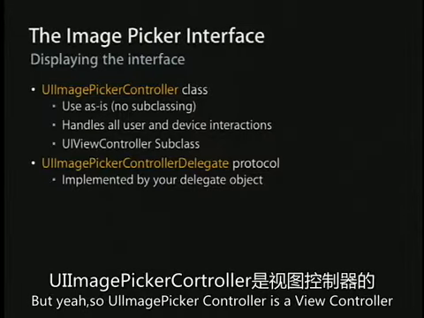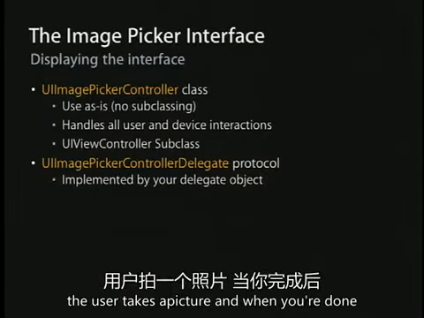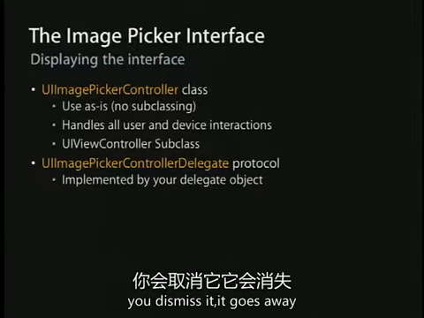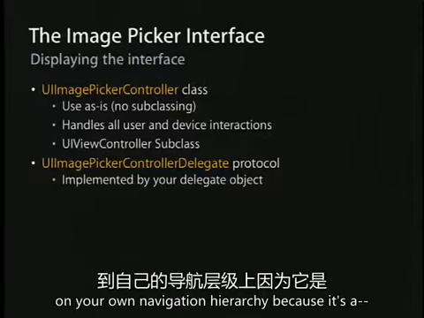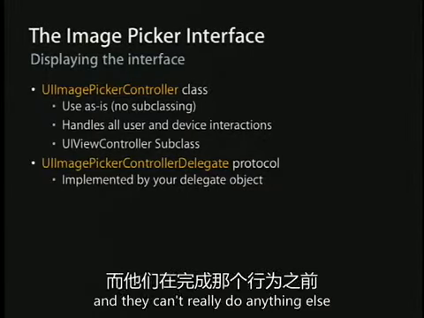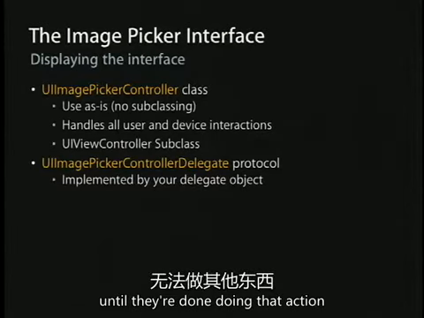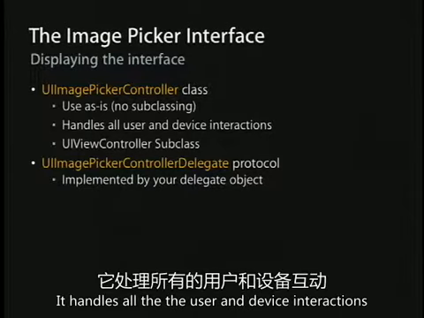But yeah, so UIImagePickerController is a view controller subclass, so you present it modally. The user takes a picture, and when you're done, you dismiss it. It goes away. You probably wouldn't be pushing it on your own navigation hierarchy because, again, it's a modal thing. You want the user to do some action, and they can't really do anything else until they're done doing that action. So yeah, present and dismiss.